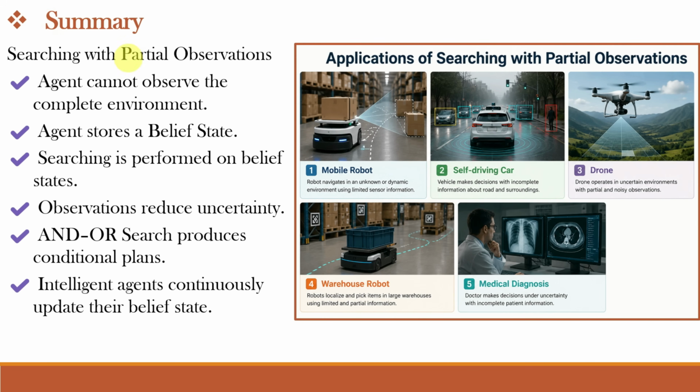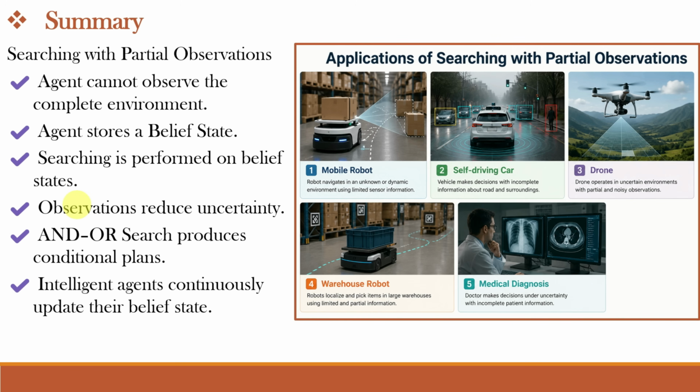Okay. Finally, let us summarize this video. In many real world problems, an agent cannot observe everything around it. That is, it only has partial observations, and it has to search in these partial observations. So instead of storing one exact state, it stores a belief state, which is a set of possible states. So searching is now performed on belief states.